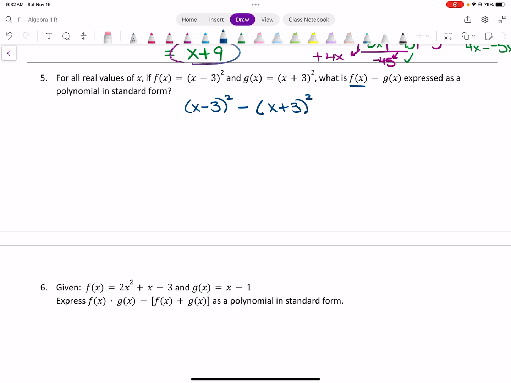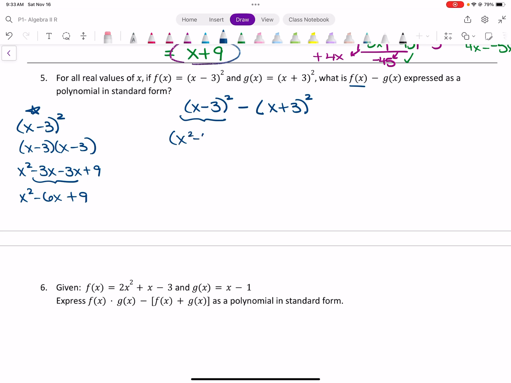Before you can do subtraction, order of operations, exponents go first. So off on the side, I'm going to do the (x minus 3) squared, and then I'll do the (x plus 3) squared, and then we can go and subtract them. So (x minus 3) squared, we're going to write it twice and double distribute. x times x is x squared, x times negative 3, negative 3x, negative 3 times x, negative 3x, negative 3 times negative 3 is positive 9. Combine like terms. So (x minus 3) squared becomes x squared minus 6x plus 9.